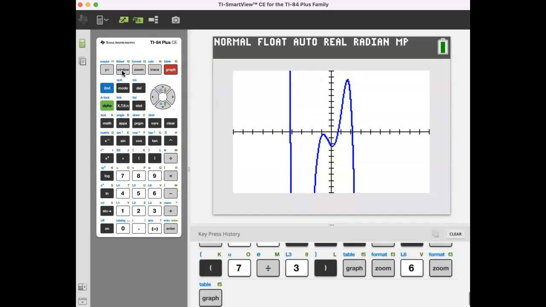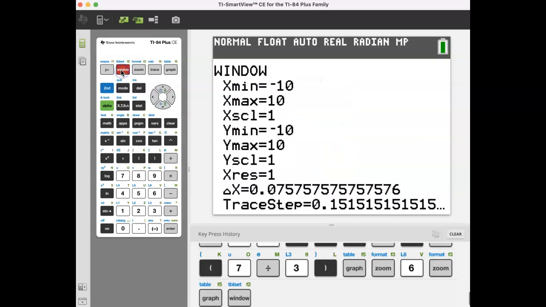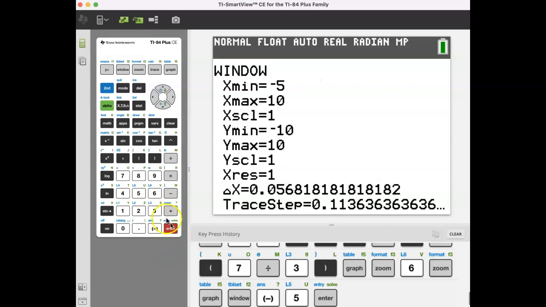I'm going to adjust my x-axis. So I'm going to hit Window. Here we have our options. What do I want my minimum to be? I want it to be -5. That's the smallest value for my x-axis, and I'm going to press Enter. I'd like my x maximum to be 5.